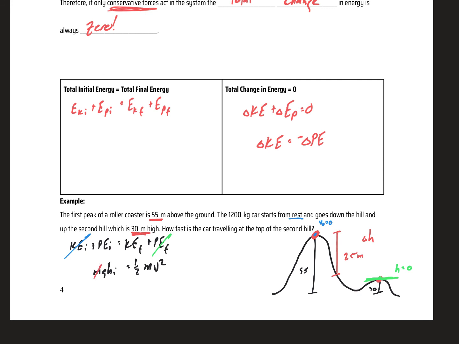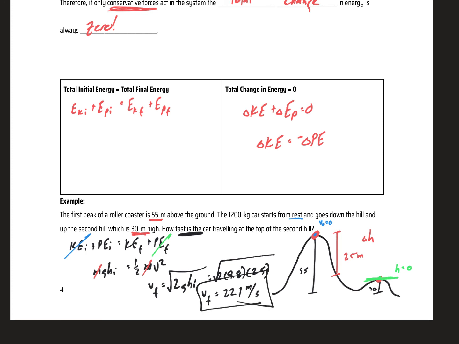Notice the masses end up canceling. Since we were looking for how fast the car is traveling, we solve for the velocity. So the final velocity ends up being the square root of 2ghi, take the radical, plug all that stuff in. Remember, this 25 is from that difference in the height. So we get a final velocity of about 22.1 meters per second.